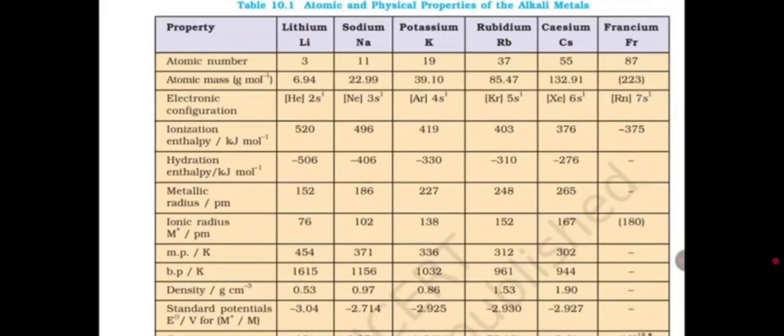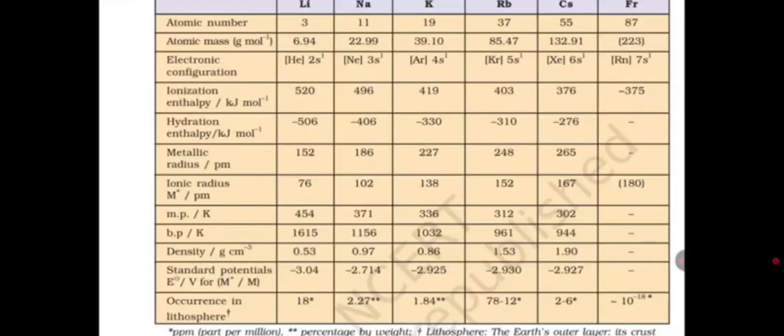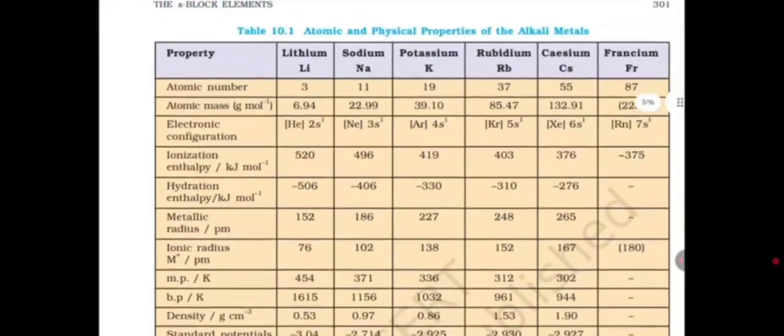Next we have rubidium, atomic number 37, atomic mass 85.47, electronic configuration krypton 5s1, ionization enthalpy is 403, hydration enthalpy minus 310, metallic radius 248, ionic radius 152, melting point 312, boiling point 961, density is 1.53, standard potential is minus 2.930, occurrence in lithosphere is 78 to 12 picometer.